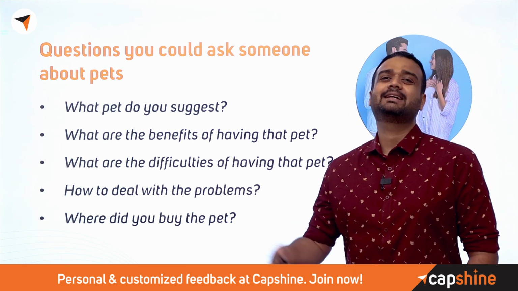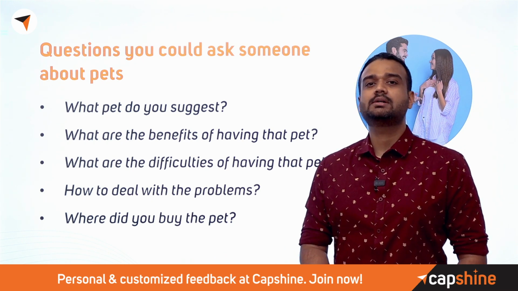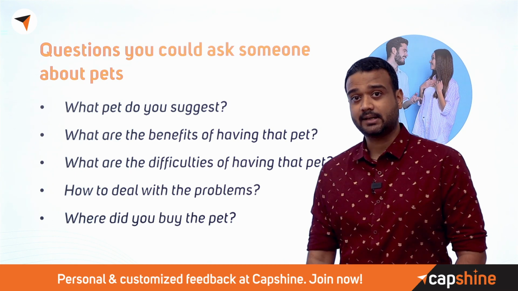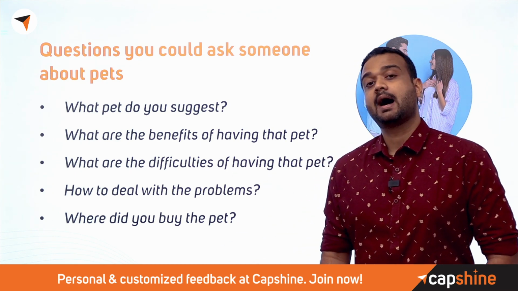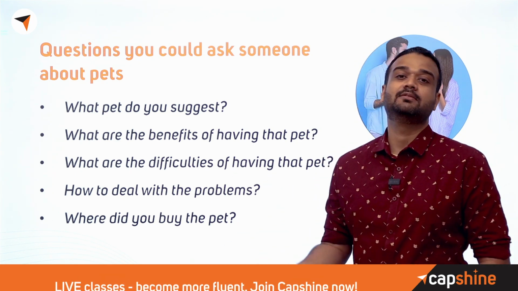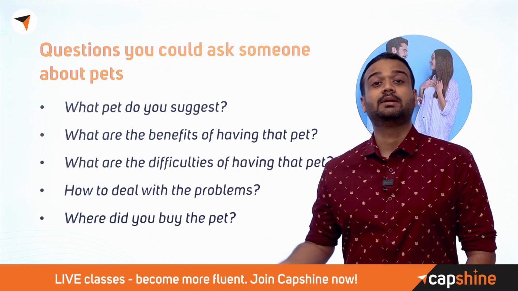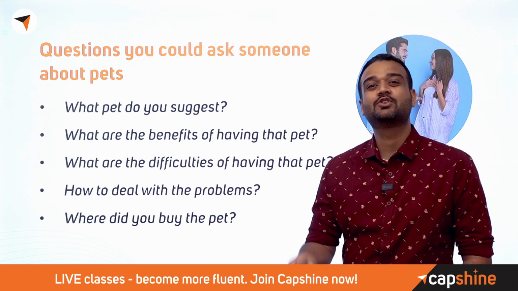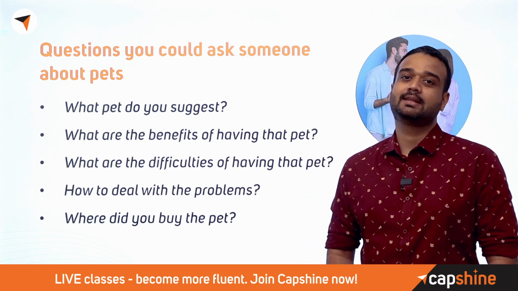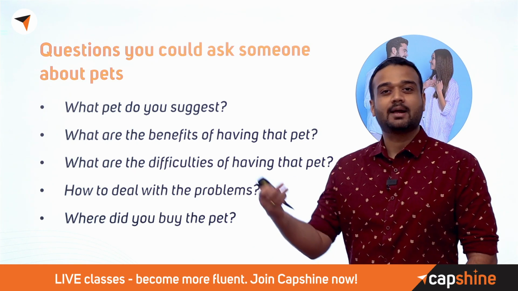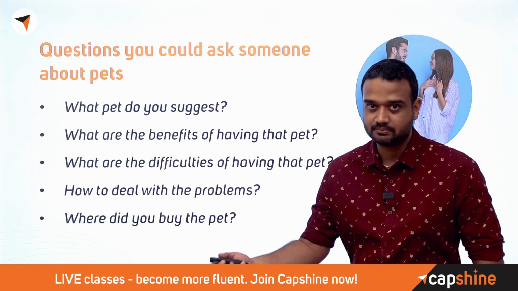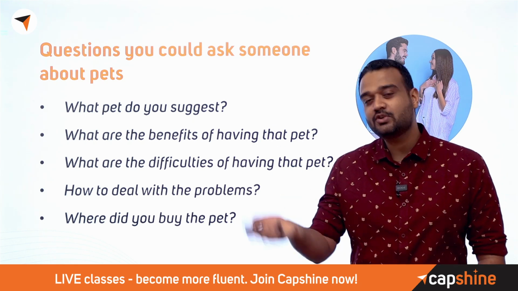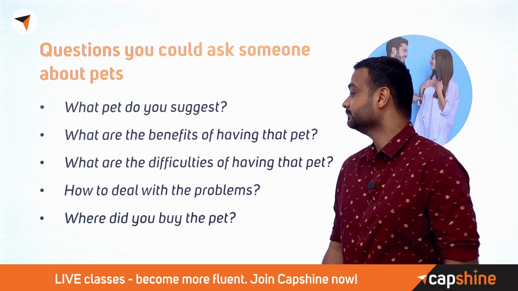You could say a cat can take care of itself. It's quite loyal. It's quite fun to have. They're not very high maintenance. What are the difficulties of having that pet? And you could answer, cats tend to be very aloof. They don't like to be cuddled. They're very choosy about the food sometimes, and these could be problems. And if you don't get them neutered, they could end up having a lot of litter, a lot of kittens. How to deal with the problem? Well, get them neutered, take them to a vet, get them checked.